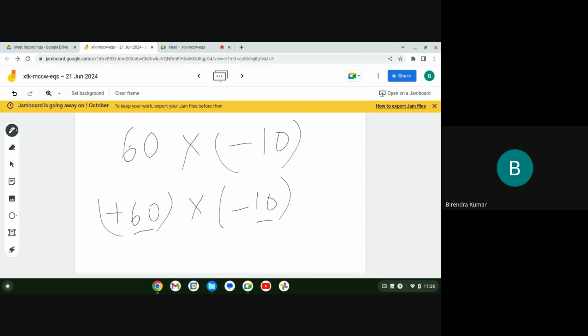We are trying to break the brackets. So 60 into 10, this is one thing. And then the second thing is we are trying to multiply the signs, plus into minus. Both the signs are different. It is minus. And then you multiply the numbers. So this is a simple part of it.